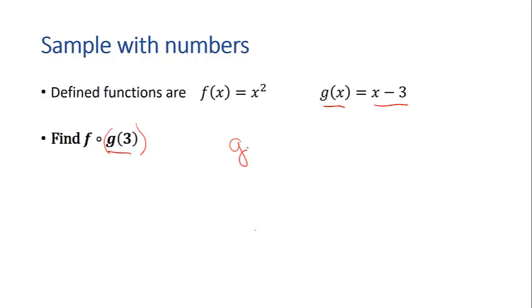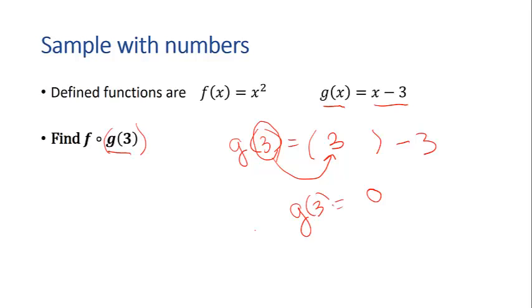So again, let me rewrite g of 3. And if I bring down the x minus 3, I'm going to actually put a parenthesis in place of the x. And then bring down the minus 3. So whatever's in this parenthesis here moves over into this parenthesis. So g of 3, 3 minus 3 is 0. So g of 3 equals 0.